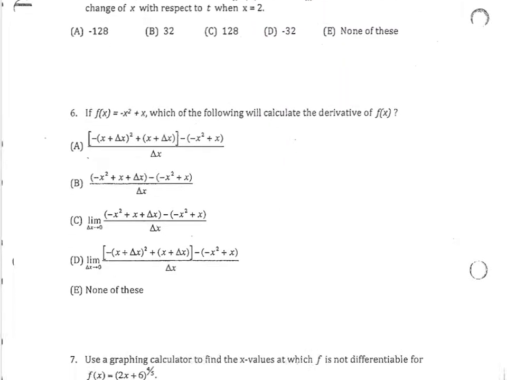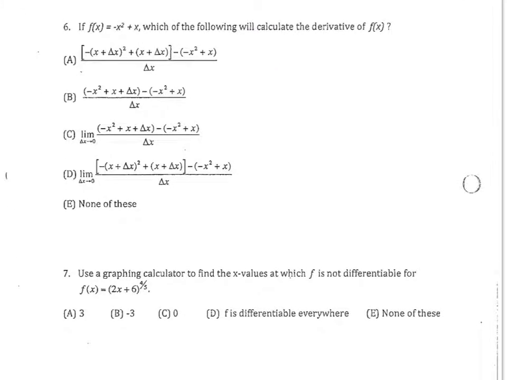So if you take a look at number 6, which of the following will calculate the derivative. So this is just asking what is the first derivative by definition. There's some definition that we learned, and we should zero in. Just take your time here. We have to have limits. That's a common mistake. We have to have limits in there somehow. And so it's going to end up being D as our one that matches our definition.